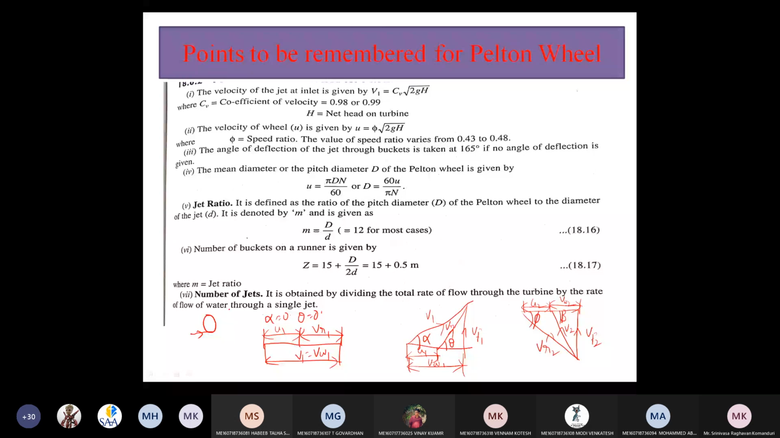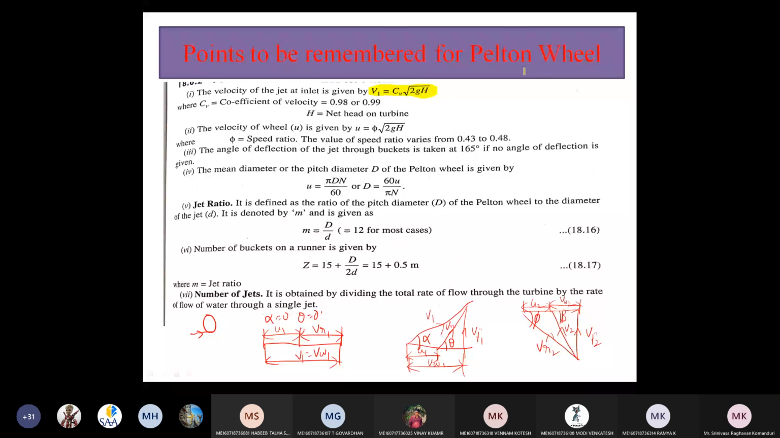So the inlet and outlet velocity triangles for Pelton were discussed yesterday. Now you have to remember some points for solving problems related to the Pelton wheel. Here you will see the velocity of the jet at inlet is given by V1 is equal to CV square root of 2GH. CV is the coefficient of velocity. If you know the head value and CV value, you can find the value of V1.